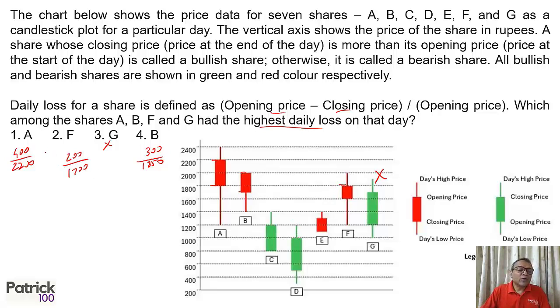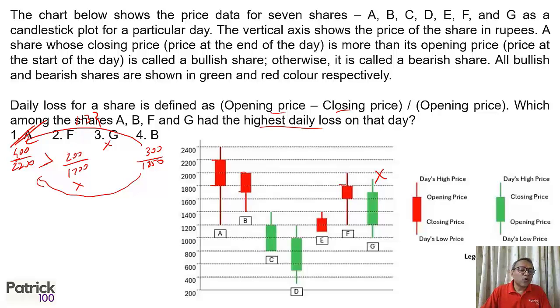Now I can clearly make out A is more than F purely because the numerator is double. 200 to 400 is double, the denominator is not double. So A is more than F. Even if I compare A and B, the numerator is 1.33 times, but 1850 to 2200 is not 1.33 times. It's hardly 350 more than 1850, less than 1.33 times. So you can clearly make out A is bigger. You can also calculate it.